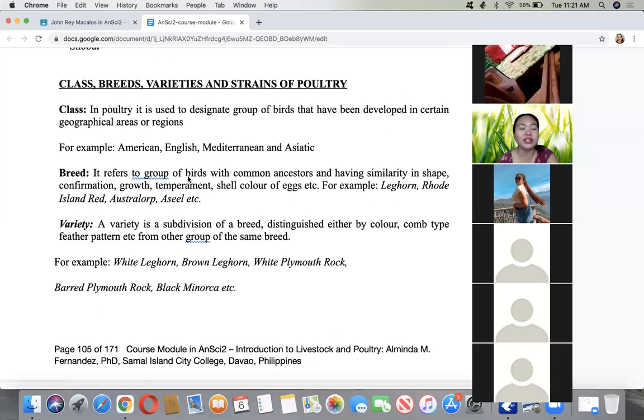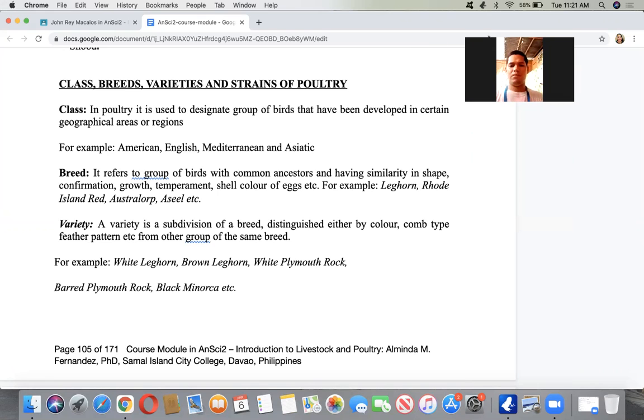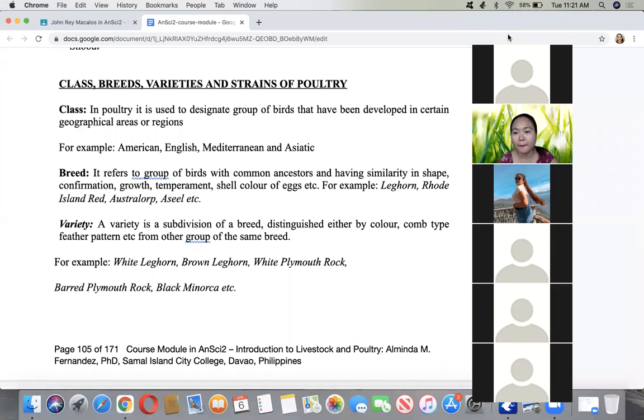So there are different class, breeds, varieties, and strains of poultry. And in poultry, it is used to designate the group ng birds. So, for example, we have American, English, Mediterranean, and Asiatic, no, na mga classes of birds.